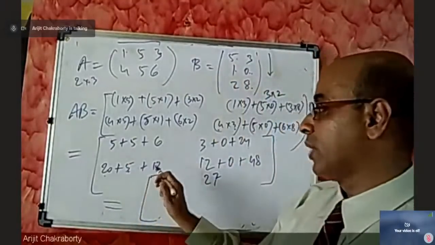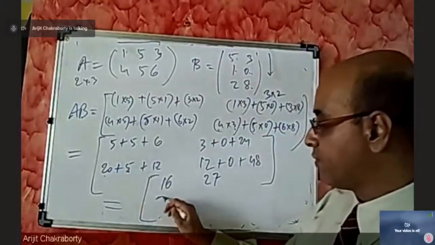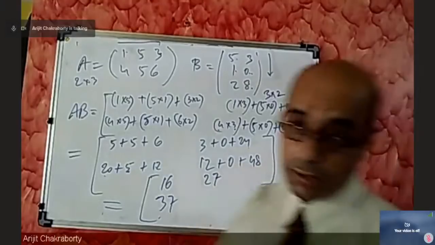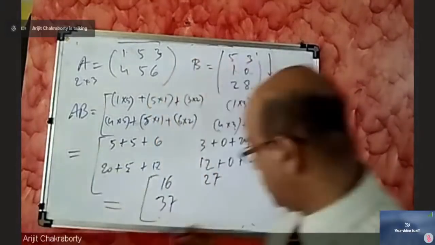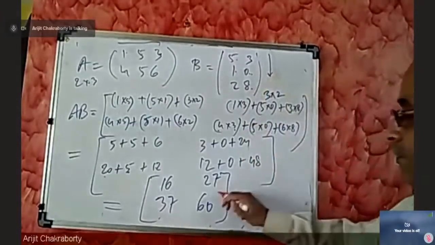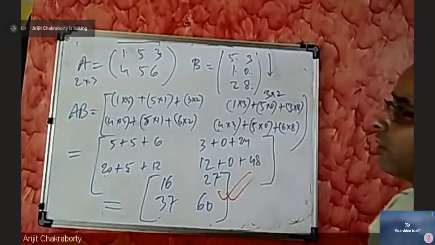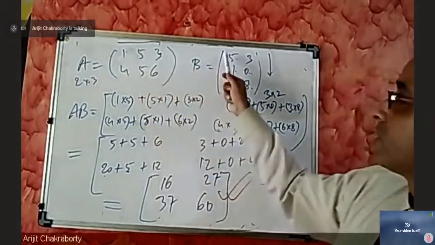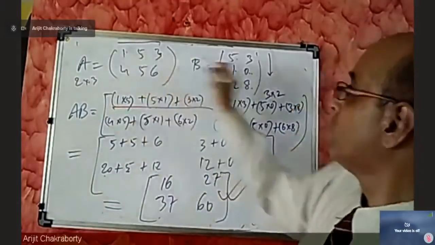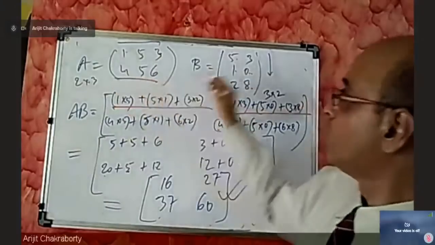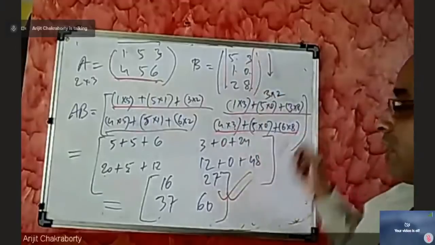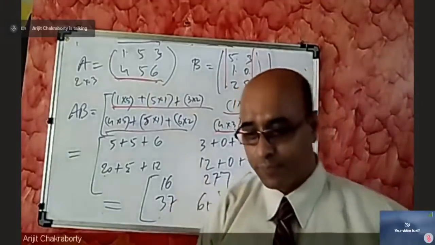20 plus 5 plus 12, so it is 25 and 12 is 37. And we have 12 plus 0 plus 48, that is 12 plus 48, which is 60. Okay, so 60. This is the matrix multiplication. We have done it correctly, right? So row 1 versus column 1, this one. Row 1 versus column 2, row 2 versus column 1, this one. Row 2 versus column 2, this one. Right? I hope this is clear.